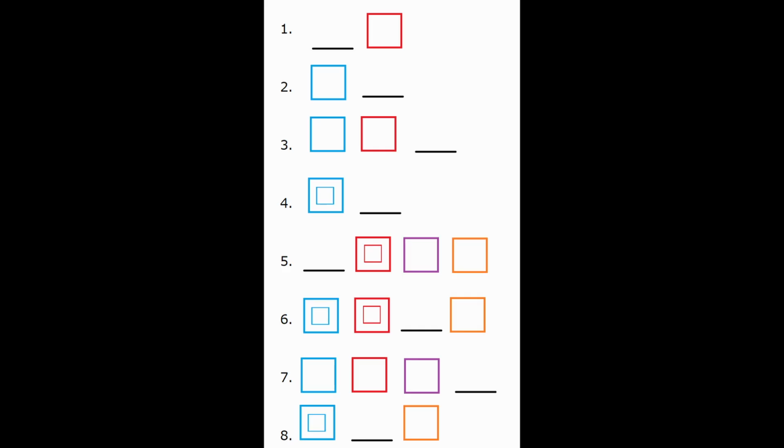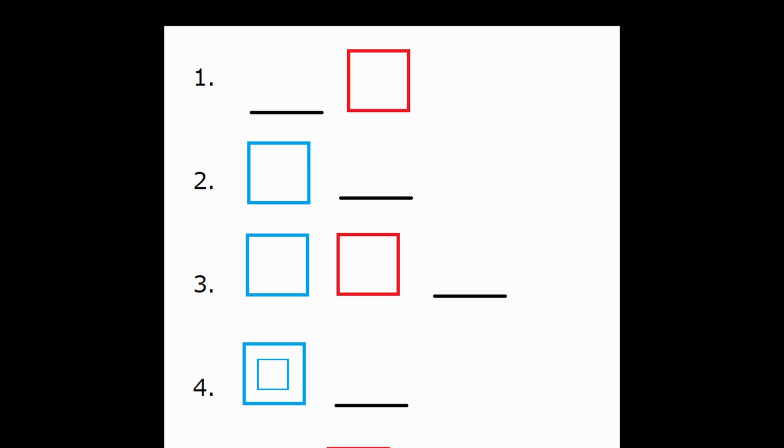Here we have our grammar activity. These are different sentences in square color language, and we have to use the rules we just learned to fill in the blank to correctly complete each sentence. Number 1. Blank before a red square. Well, the rules say that there must be a blue and a red square, which means that blank has to be a blue square.